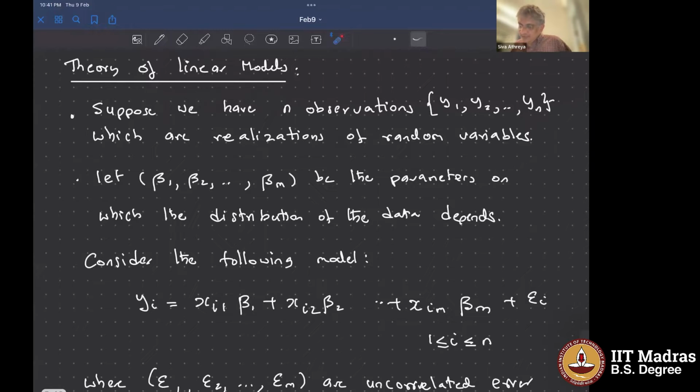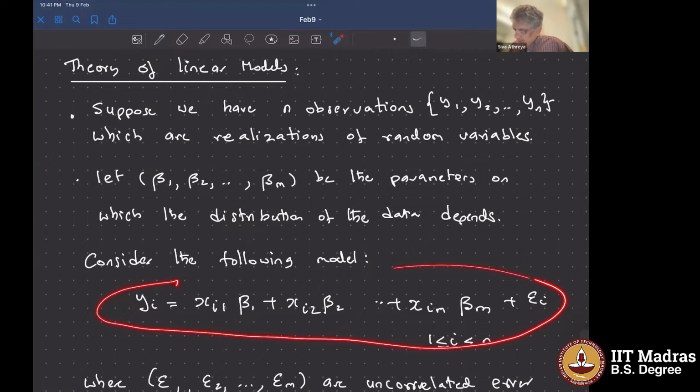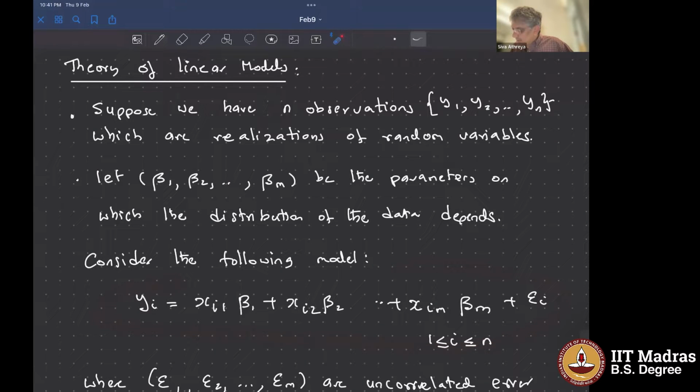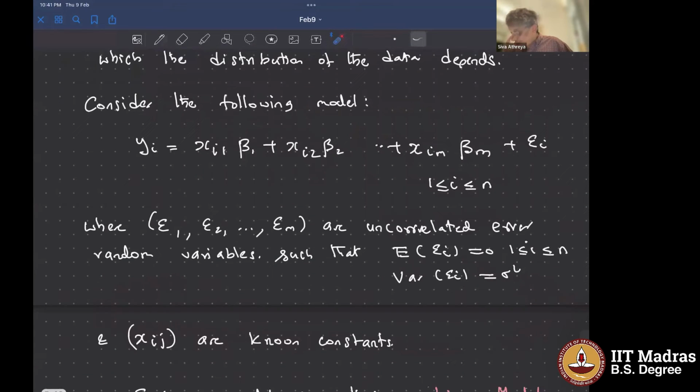Okay, so in the last lecture, we did the linear models where we assume that y_i looks like this, where each y is a function of the parameter space beta with an error epsilon_i, which is random with mean 0 and variance sigma squared and uncorrelated. And such a model is called a linear model.